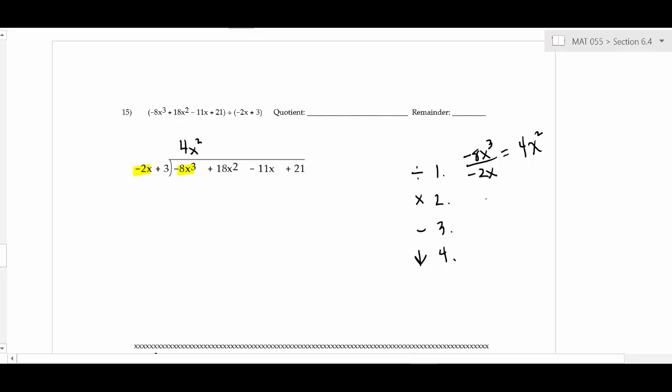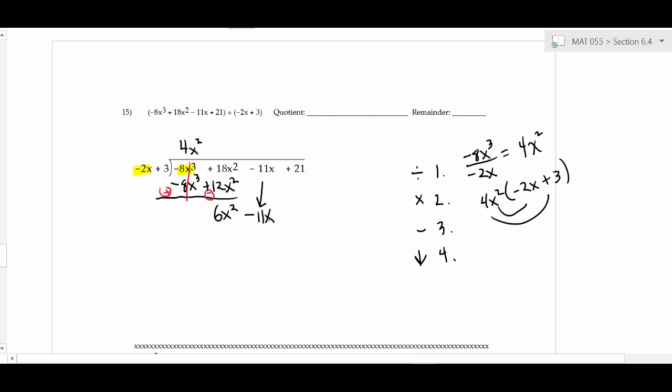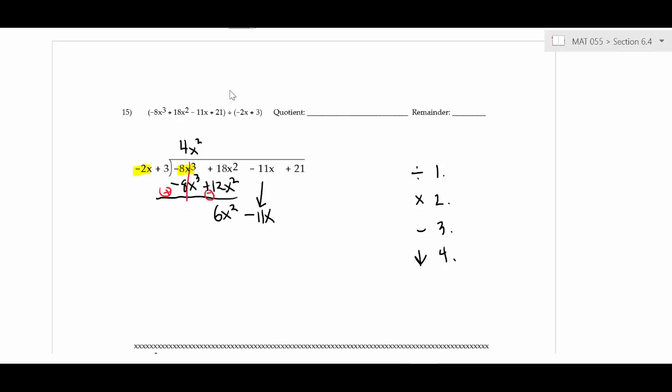Okay, next step is you do 4x to the second times negative 2x plus 3. Does everybody understand why that's 4x to the second? I saw a lot of people have a negative on that. Now multiply. So that's going to be negative 8x to the third. Hey, it matched. Remember, it's supposed to. Then this is going to be plus 12x to the second. Now you're ready to subtract. You can subtract in your head or you can change the signs. I don't care which way. That cancels. 18 minus 12 is going to give 6x to the second, then you bring down the negative 11x, and then you're ready to start over again. So that would be your first loop through the problem. Okay, now what do you divide?